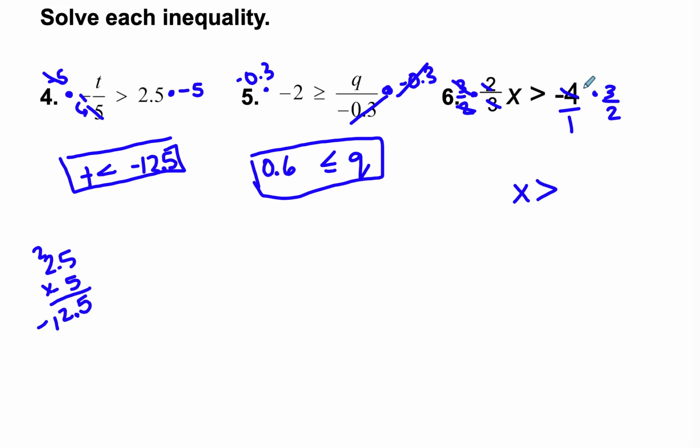Let's see, I'll cross cancel on this one. Negative 4 divided by 2 is negative 2. 2 divided by 2 is 1. Negative 2 times positive 3 is going to give me an answer of negative 6. X is greater than negative 6.